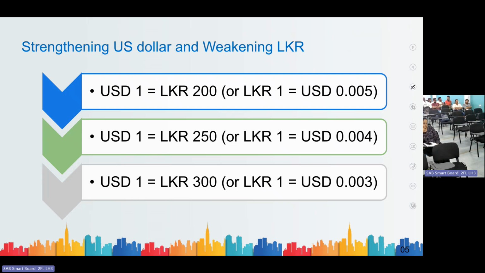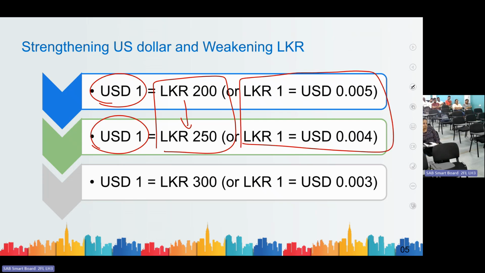I already explained this. When USD strengthens, its price increases in terms of LKR. So the price of one USD has increased, so here USD has strengthened. On the other hand, you can see the price of LKR has reduced, so LKR has weakened.